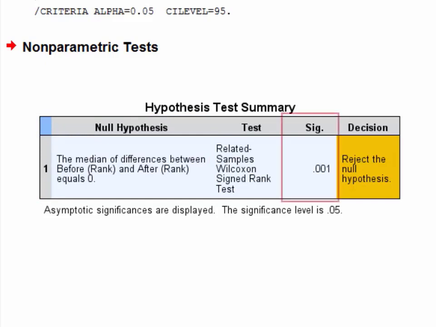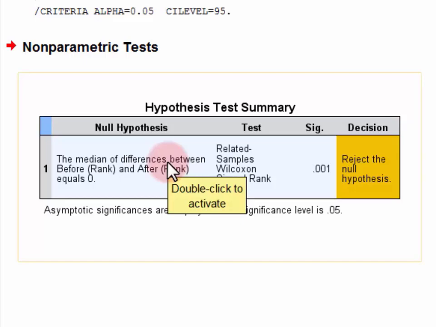Now we're in a position where we can reject this null hypothesis because the significance level for the test is less than alpha, which has been set at 0.05 by default. So double click on the summary table to open up the model viewer.